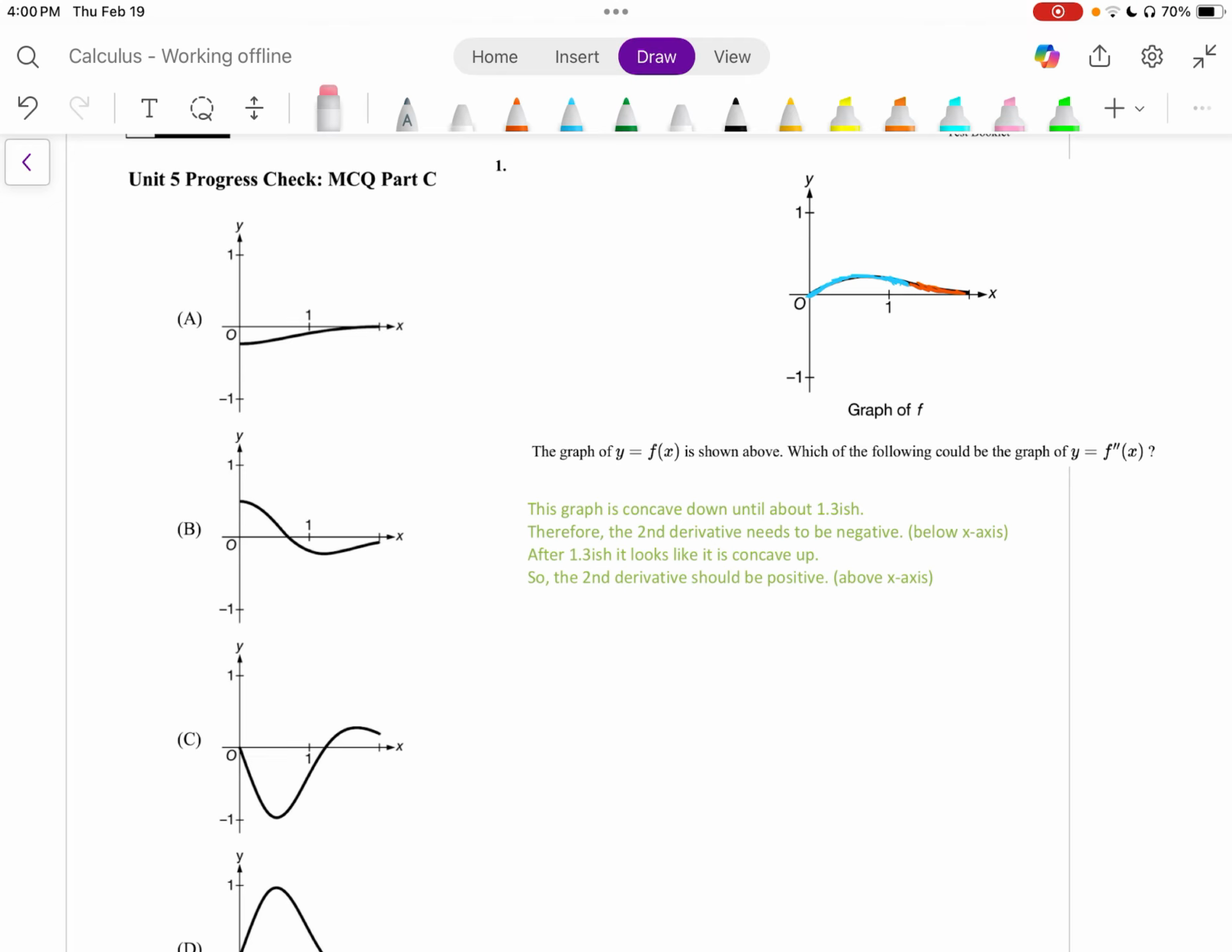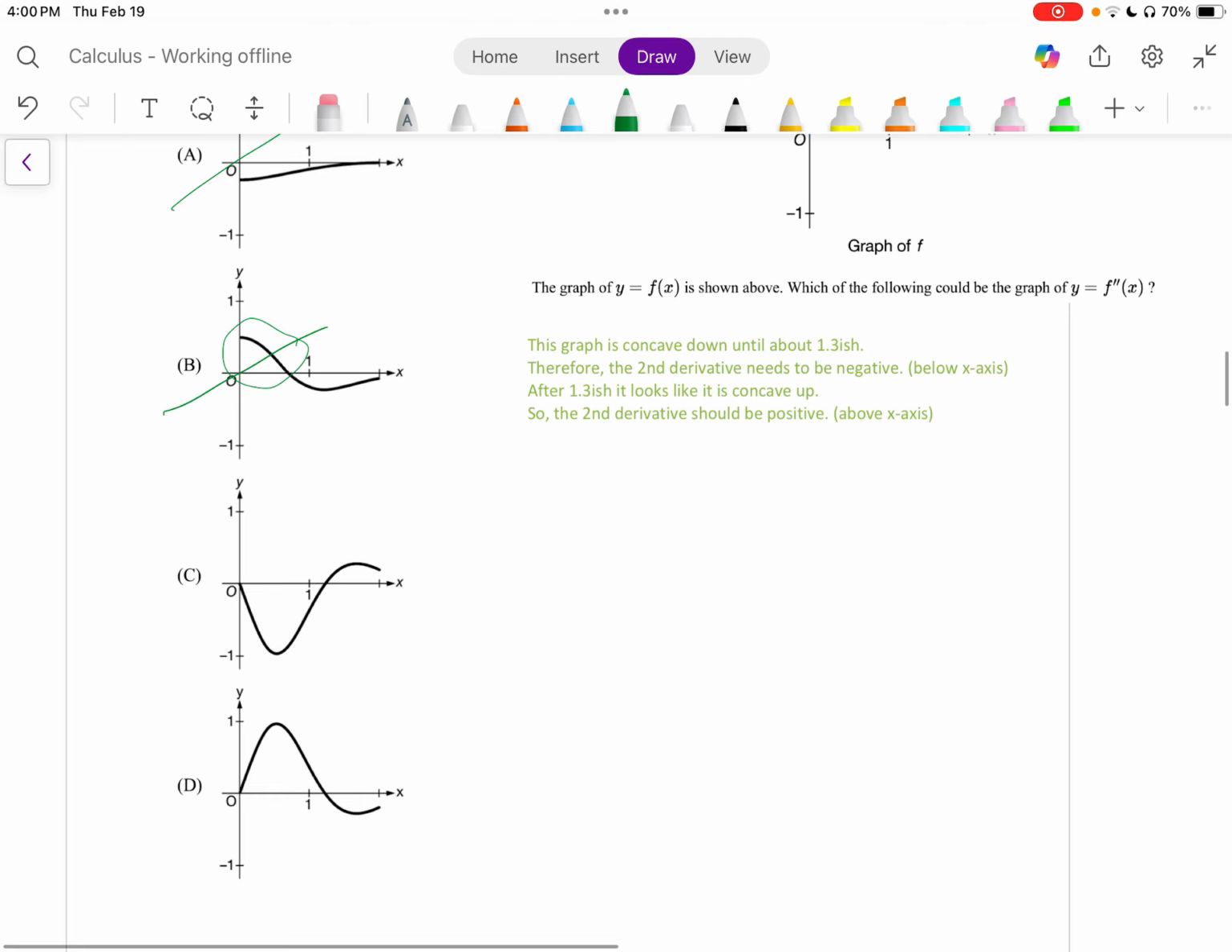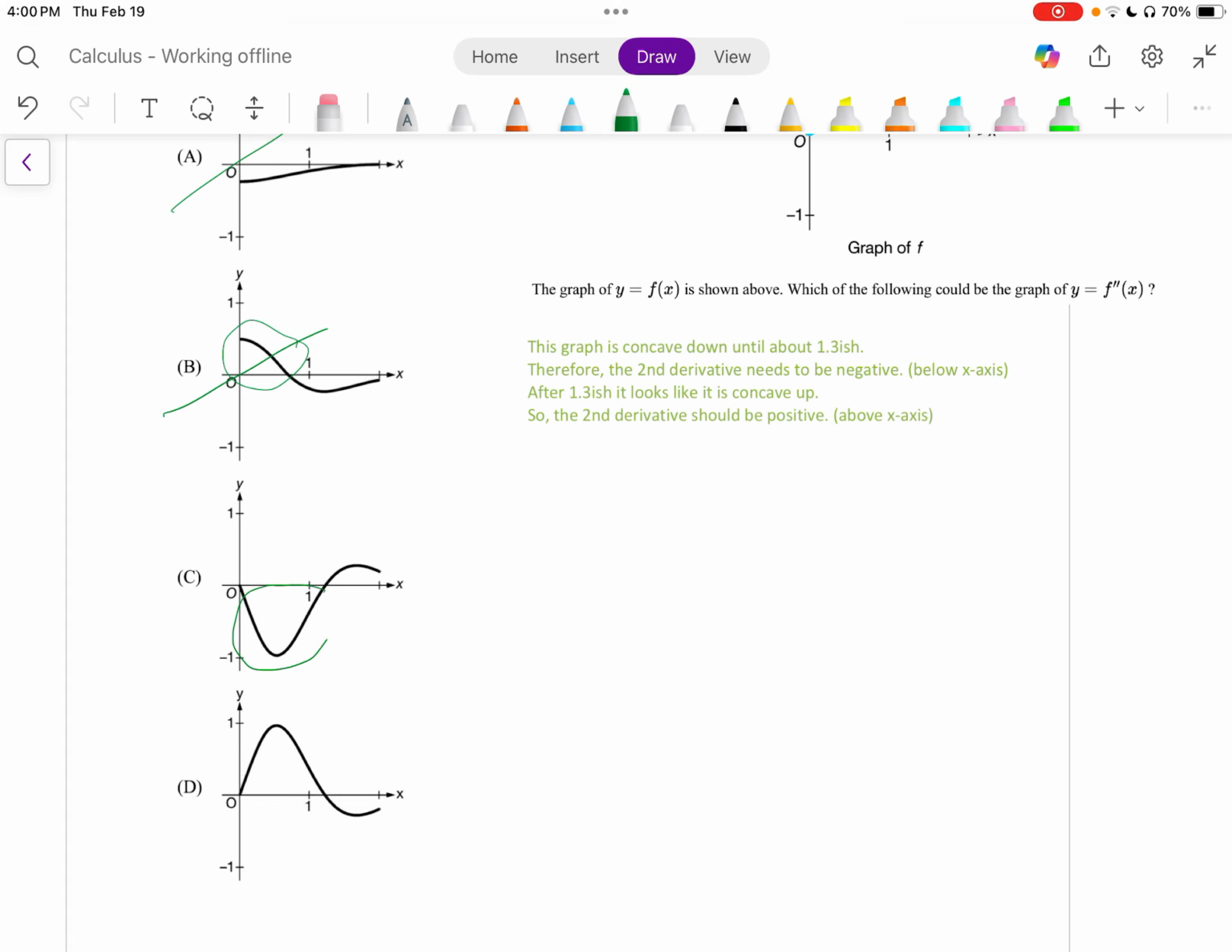So A is negative before 1.3, but still stays negative and barely hits the axis there. So it's not A. This is not negative, so that's not it. Looks like C could be our option here. It's negative till about 1.3, and then it's positive after that. And just to verify, it can't be D because D is positive to start with. So the answer is C.